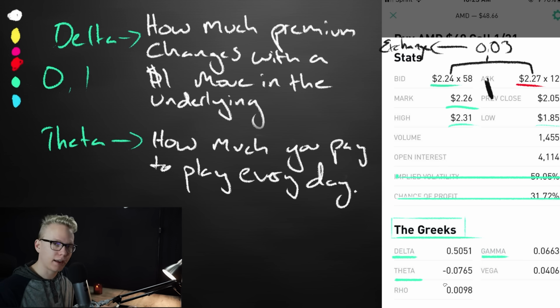And you can see exactly how fast it evaporates off right here in theta. This is called theta decay. So you lose, in real terms, $7 every day. And this will ramp up in speed as you get closer to expiration.